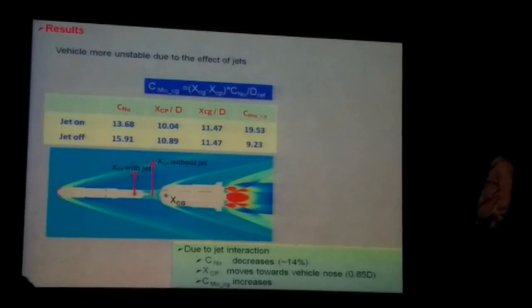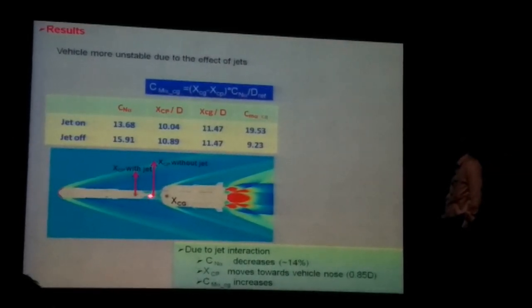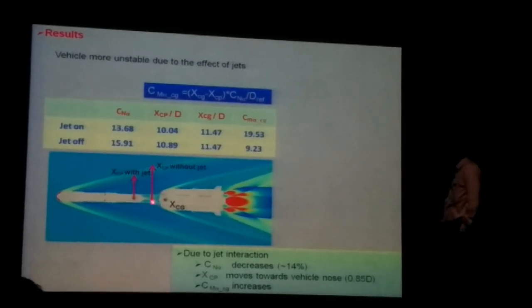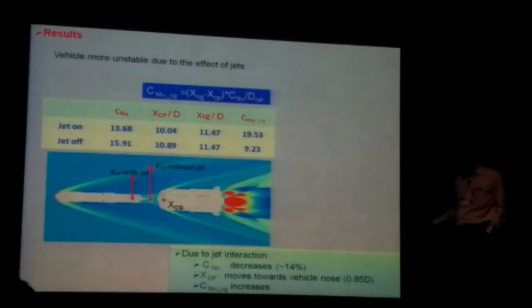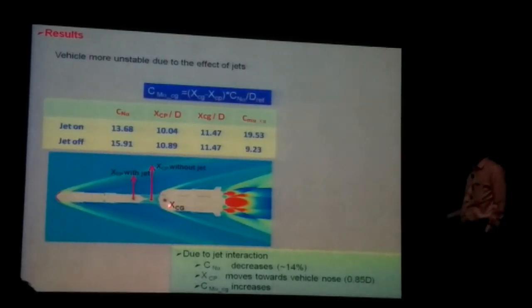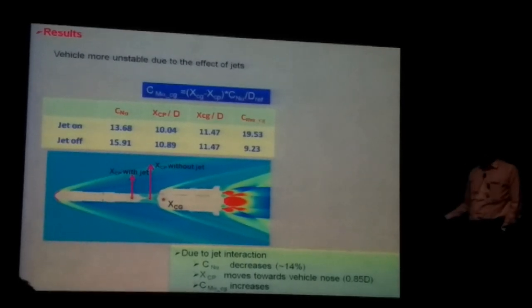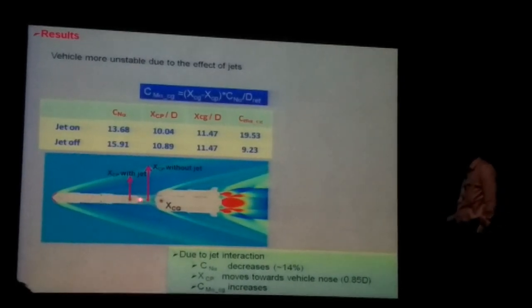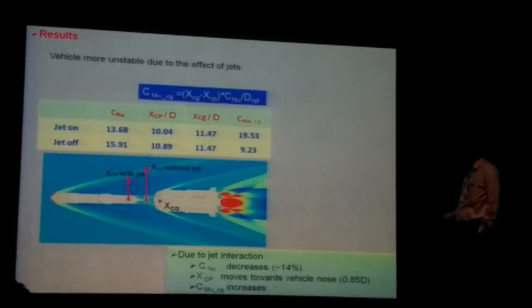So now what we can see here is that the center of pressure without the jet was actually backward. Of course, as you know, this launch vehicle is inherently unstable. The FCG, the center of gravity, is always behind the center of pressure, and so you always require a control moment. But we see that you don't have a very large instability. This static margin, this instability margin, is not very large.